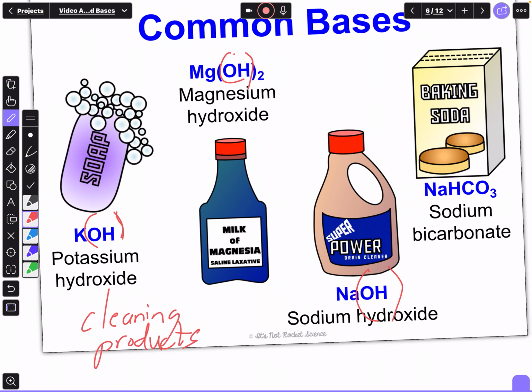Now, of course, soap is going to have to be something with a very weak base, because if there's a strong base, it would irritate your skin. Of course, some stuff that's cleaning products you use in your bathroom, you wouldn't want to use on your skin, or it would irritate your skin.